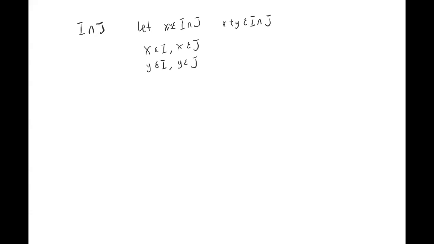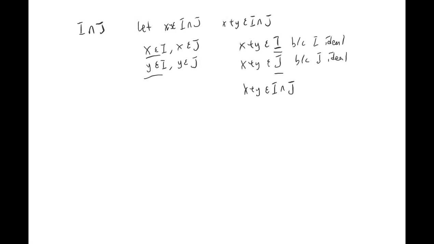That's what it means to be in the intersection. y is in both I and J, and x is in both I and J. But this means x plus y is in I, because I is an ideal, an additive subgroup. And similarly, x plus y is in J because J is an ideal. Since it's in both I and J, x plus y is in I intersect J by definition. You're in the intersection if and only if you're in both of them. And again, I'll let you check the others.